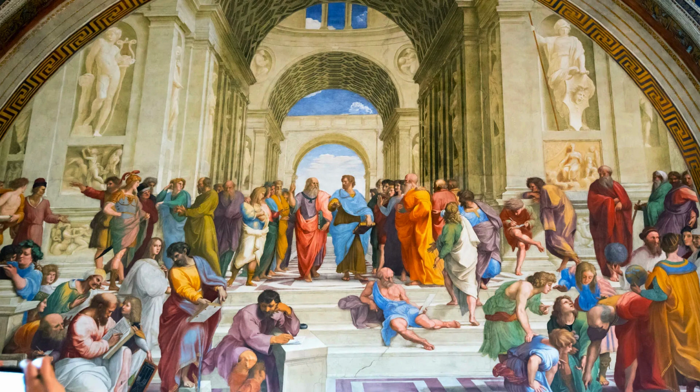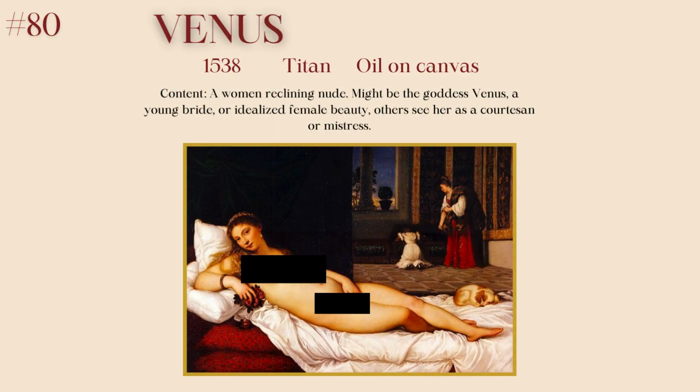So now let's move on to our next artwork. This is Venus of Urbino by Titian, and it's an oil on canvas painting. As for the subject matter, a lot of art historians are unsure of who the woman could be. It could either be the goddess Venus, a young bride, or an idealized female beauty.